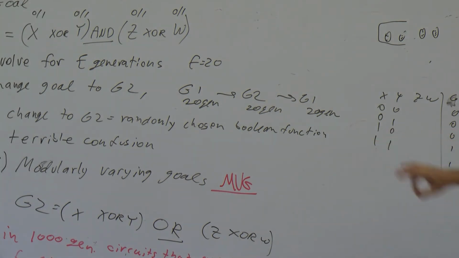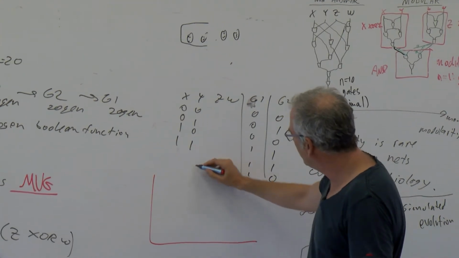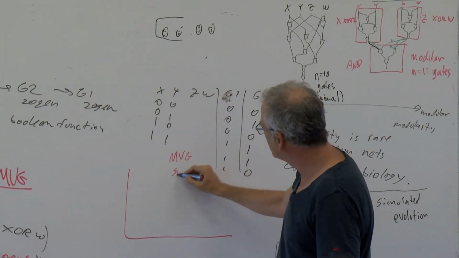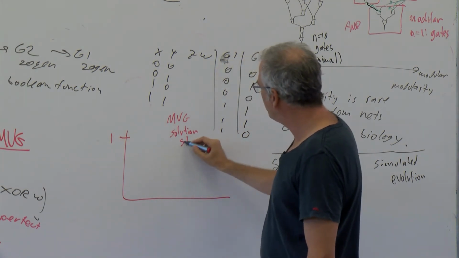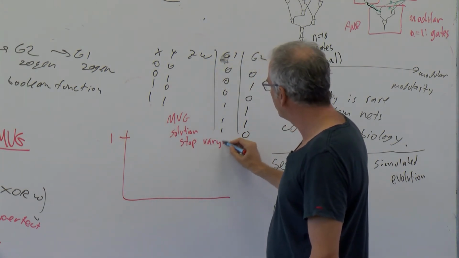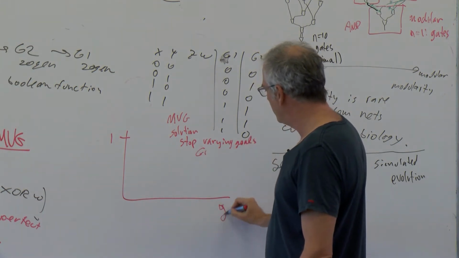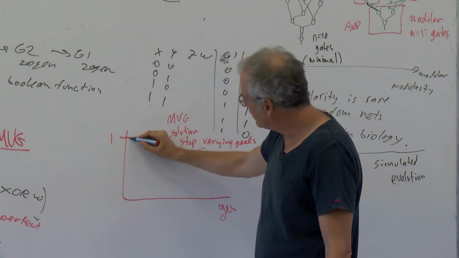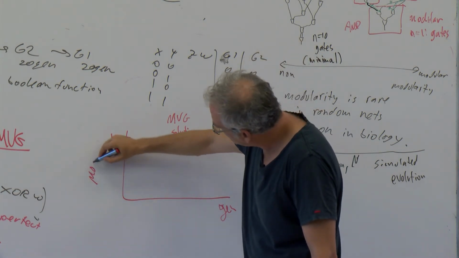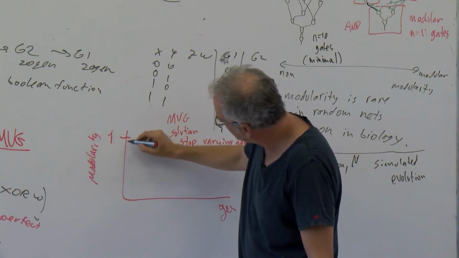All right, so I just want to ask now, what happens if we take the MVG solution, modular varying goal solution, which is perfect, but stop varying the goals? So let's say we reach G1 and now we stay at G1. So we're a perfect solution. Will it stay modular? I'm going to plot here modularity. So it's perfectly modular.